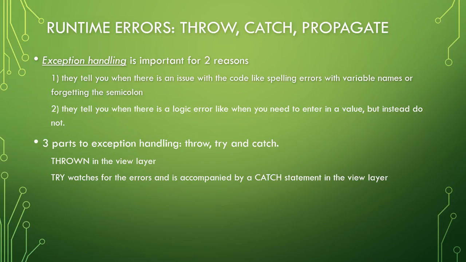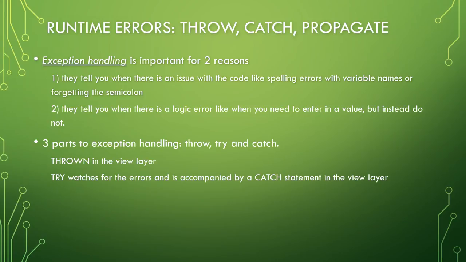Exception handling. This is one of my favorites, the runtime errors. You have throw, catch, and propagate. Exception handling is important for many reasons, but the two most important are that it tells you where and when there's an issue with the code, like any grammar or spelling errors, or if you forget a semicolon, which I did over and over and over again.